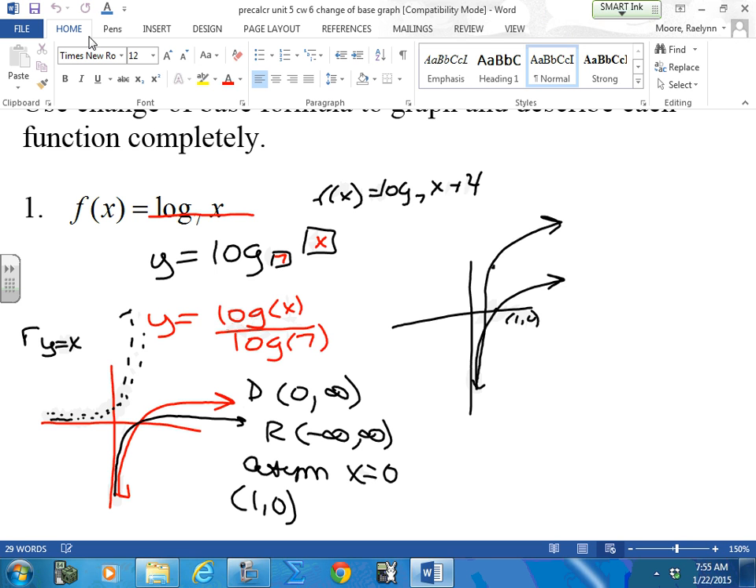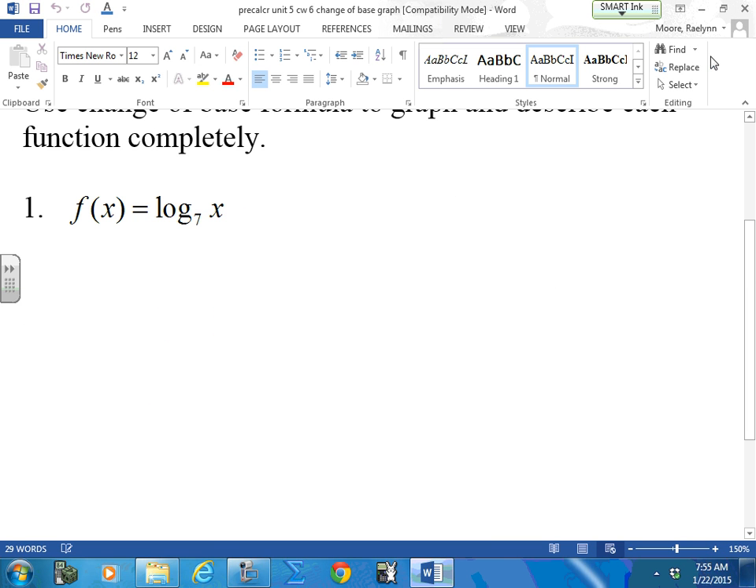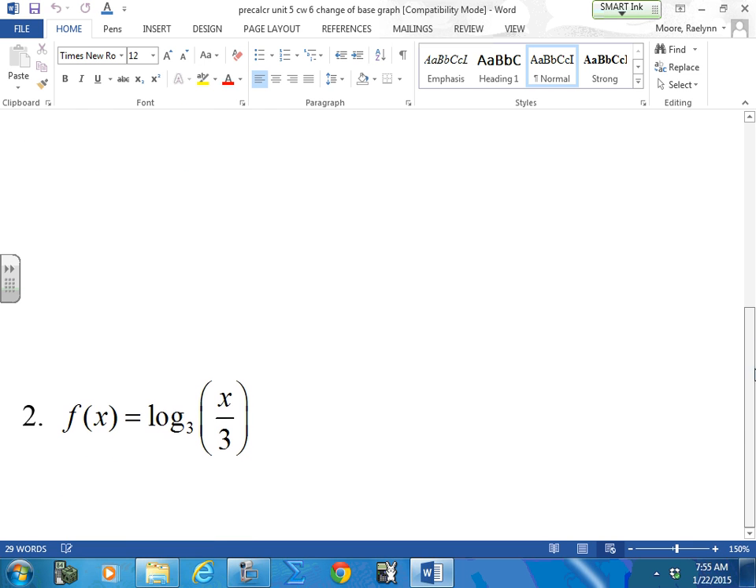Okay. This next one is just a little tricky to put in your calculator. If you have a change of base here, if you have the change of base formula, this and this work fine. If not, this all goes in the numerator. So it's going to be log x over log 3. Same type of format, but we just have to change the base.